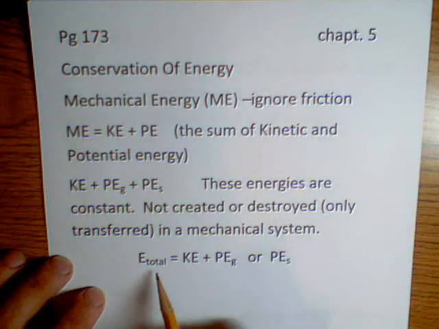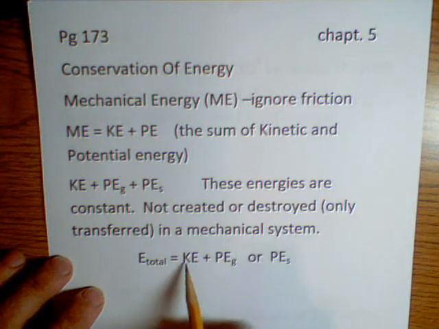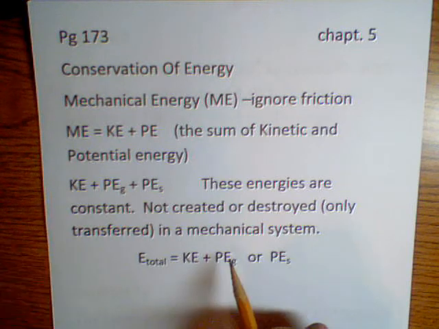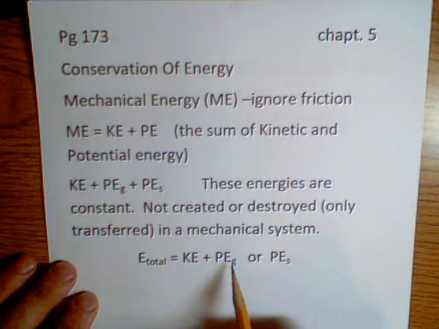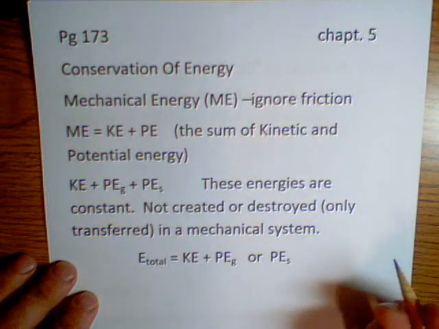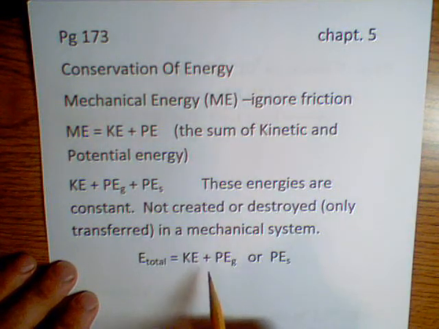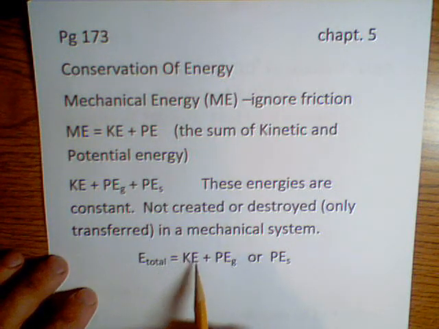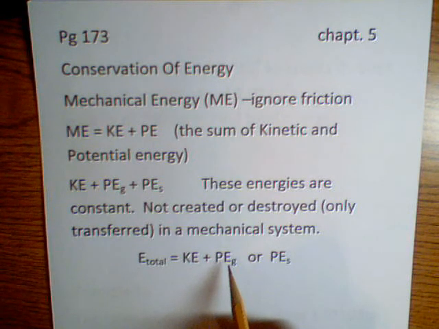So the total energy of a mechanical system is going to be kinetic energy plus potential energy due to gravity. Now, in none of our equations will we have potential energy due to gravity and potential energy due to a spring, but it's possible. We could do that. But you'll have equations where it's kinetic energy plus potential energy. And you should remember these equations because they're going to come up again and again.